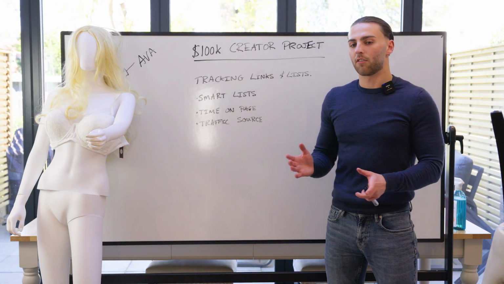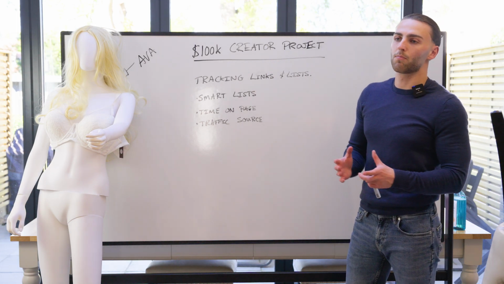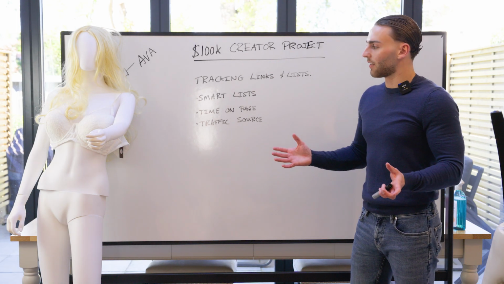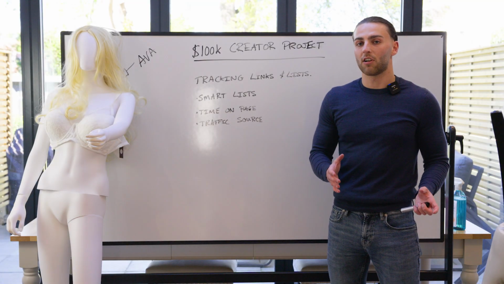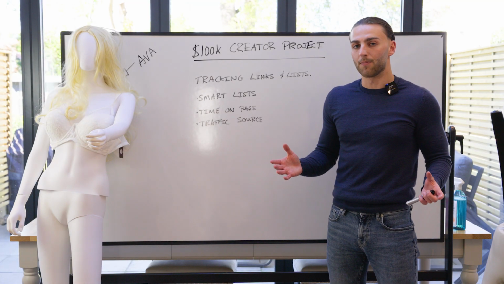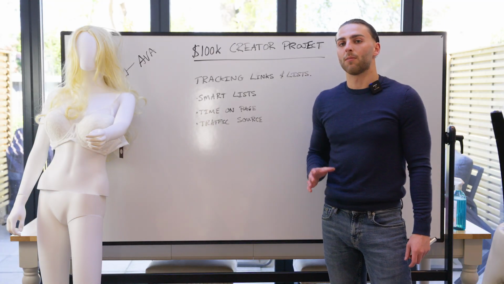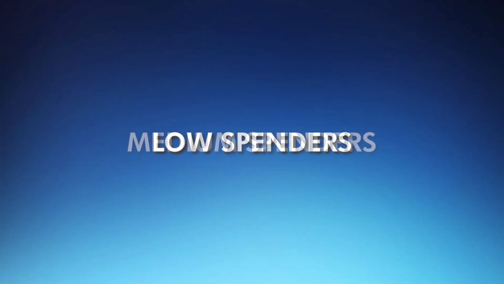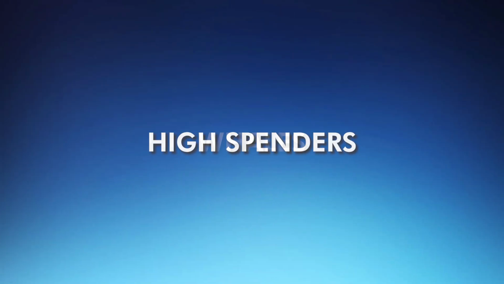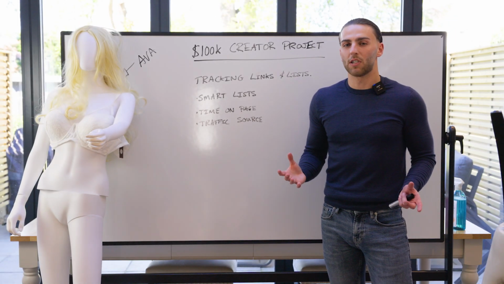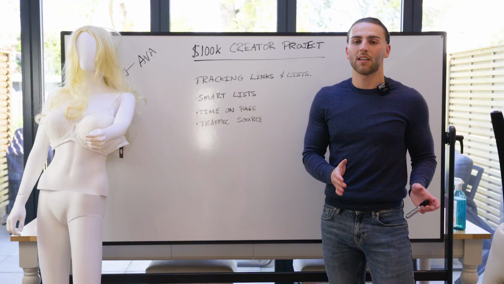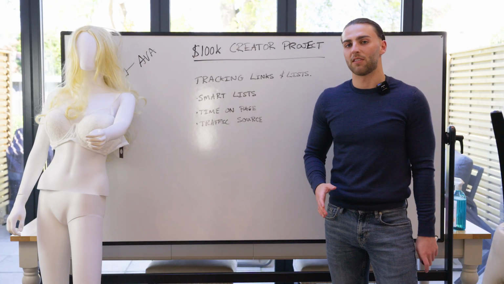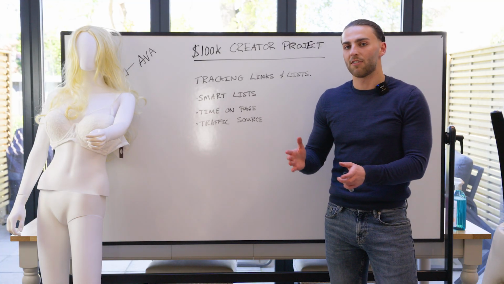Smart lists are a feature used commonly across pretty much all CRMs, but in this case, we are going to be using Inflow. Smart lists are a way to categorize fans by spending. In this case, we have Ava, and we're going to be categorizing low spenders, medium spenders, high spenders, and whales. The reason we do that is because each spend category is different, meaning when we're sending out PPVs or mass messages, we're going to be sending them to different groups of fans.